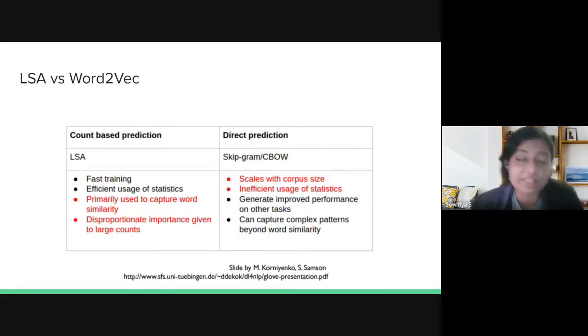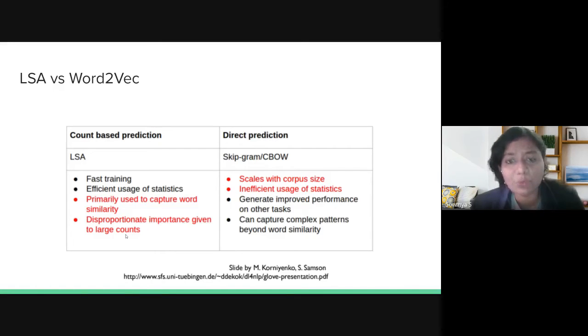But as we saw before, it is not the task that is important, it is the hidden representation, which is quite good. Now, LSA is used to capture word similarity, and that is what it is good for. But the similarity is not semantic, it does not capture much of semantic similarity. It's more of a frequency similarity sort of thing, because the idea of context is not there. And as I said, this was a frequency based similarity, so there is a disproportionate importance given to large counts, words like the and things like that.